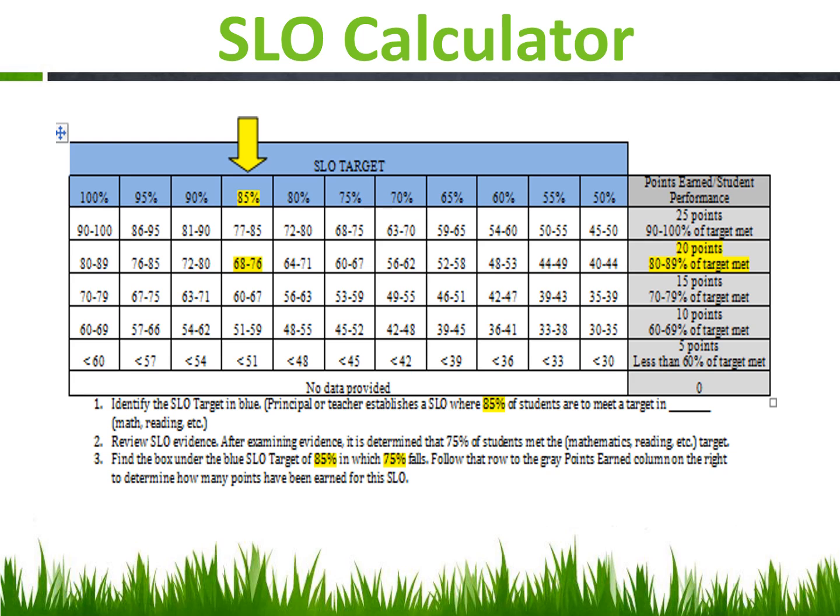This is the SLO calculator. You don't really need to know a lot about it other than that the principal will use it, and also that if you don't necessarily meet your goal, that doesn't automatically mean that you have failed your SLO. There are points given on this range of where you are, so you may still see that you've met your growth in your SLO or that part of your evaluation, even if you haven't necessarily met the goal.